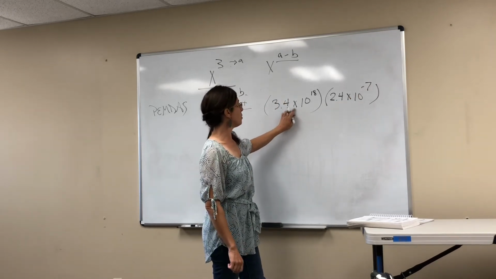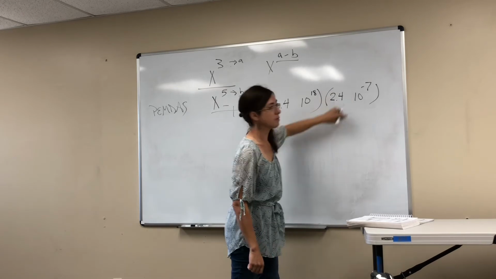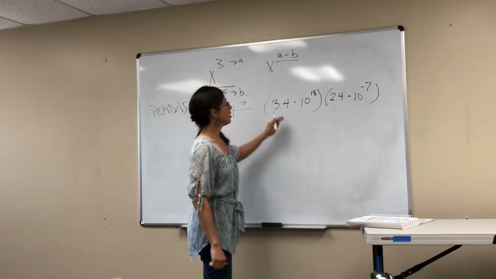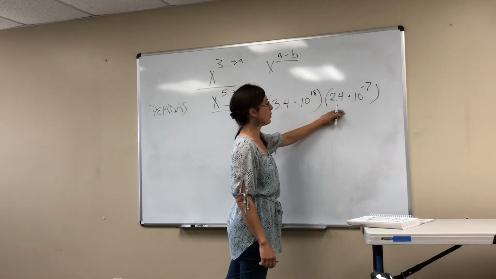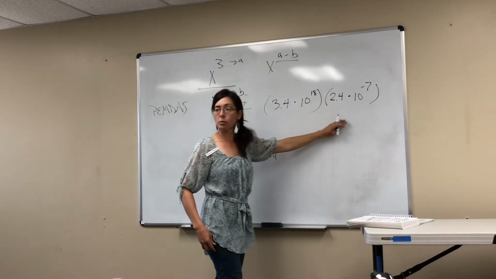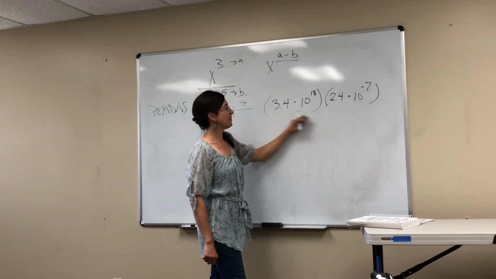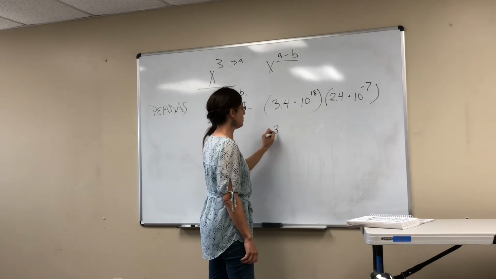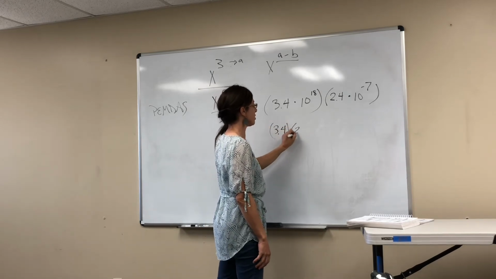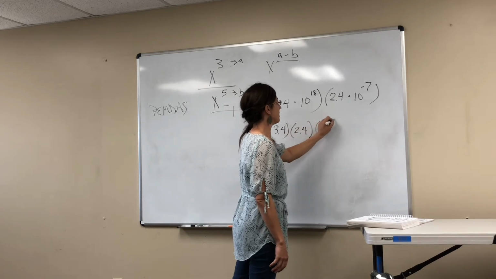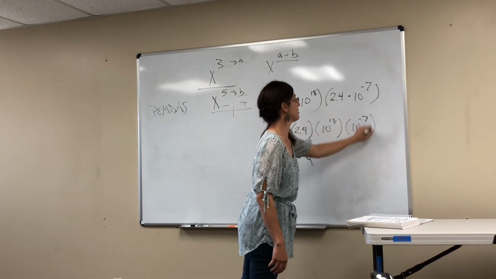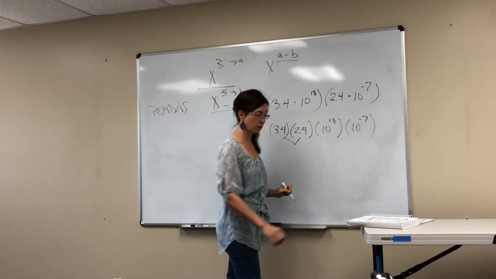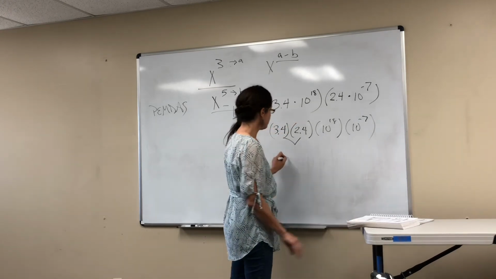Remember, they're all multiplied, so I'm going to take out those x's so we don't get them confused with a variable. 3.4 times 10 to the 18th times 2.4 times 10 to the negative 7th. Remember, we have those commutative rules. If it's all multiplied, we can arrange it in whatever order we want. So that would be 3.4 times 2.4 times 10 to the 18th times 10 to the negative 7th. I can multiply 3.4 times 2.4. That's 8.16.